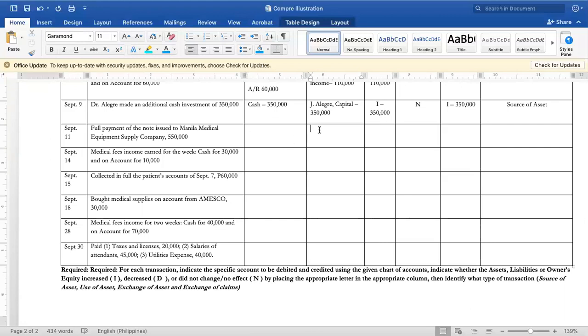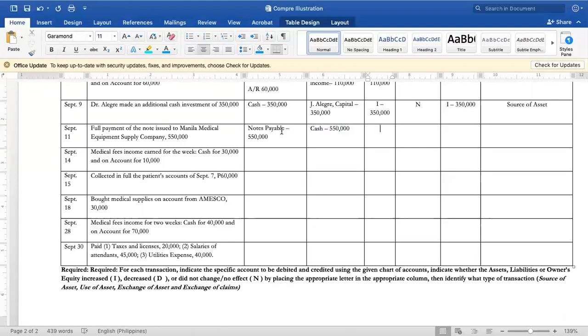So, we know that atong gihatag is cash, di ba? Nagbayad tag cash. Gibayaran na to ang utang worth 550,000. Unsa atong i-debit? So, gibawi na to ang utang. So, we debit notes payable. Diba? Para ma-erase na atong utang. That is 550,000.